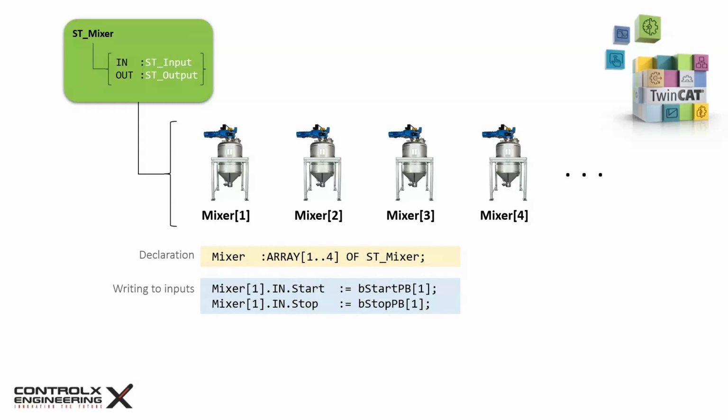This is how we would send data to the inputs. So if we have start and stop push buttons wired into the PLC, we can link them using the variables bstart pb1 and bstop pb1. This is how to access its outputs.